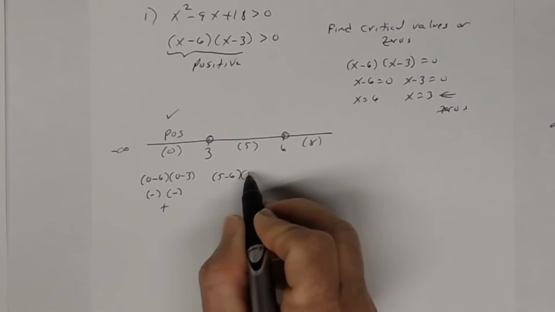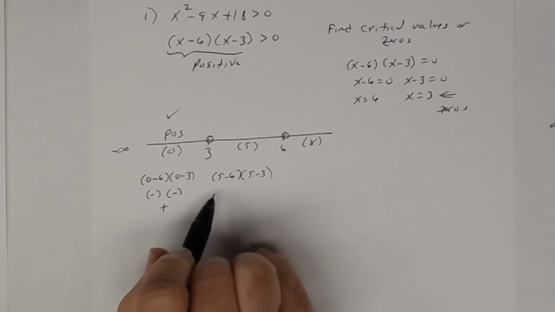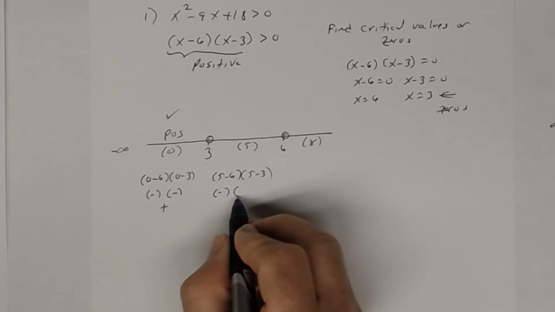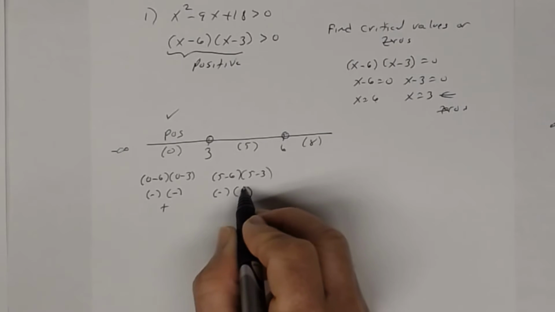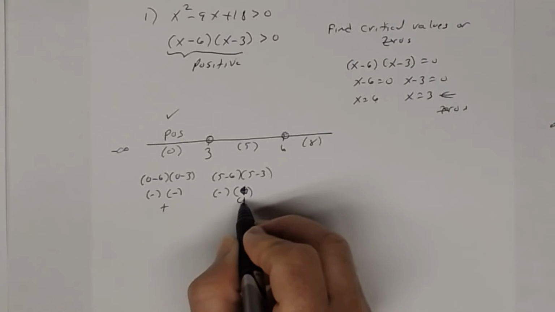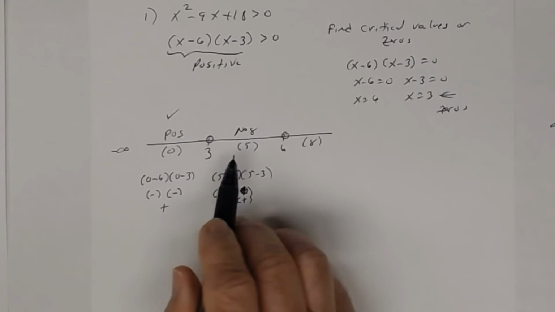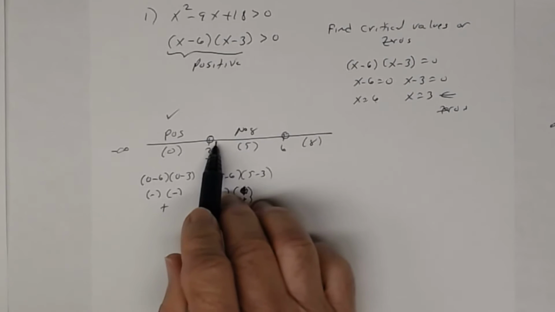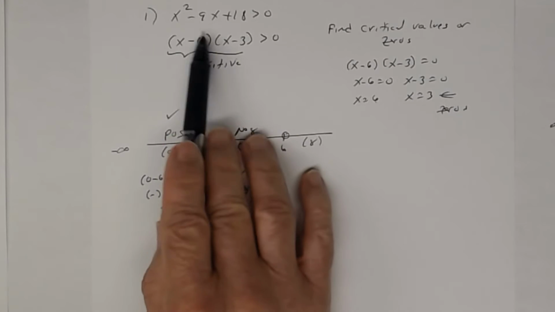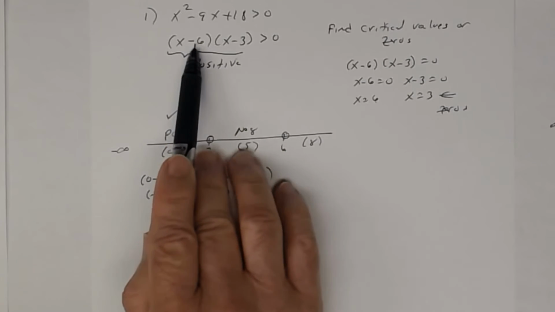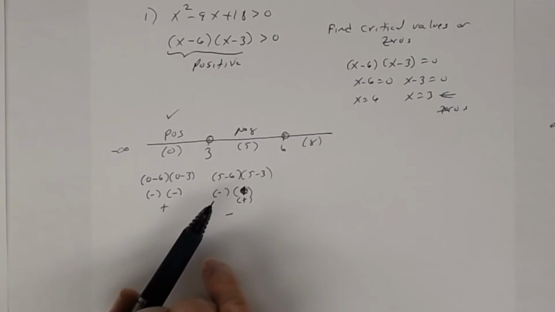5 subtract 6 times 5 subtract 3. 5 subtract 6, that's a negative 1, so that's negative. 5 subtract 3 is a positive 2, so that's positive. A negative times a positive is a negative. So what that means is that any real number between 3 and 6 in that second interval will make this expression on the left side a negative number. But that's not what I want. I want this expression to be a positive number.